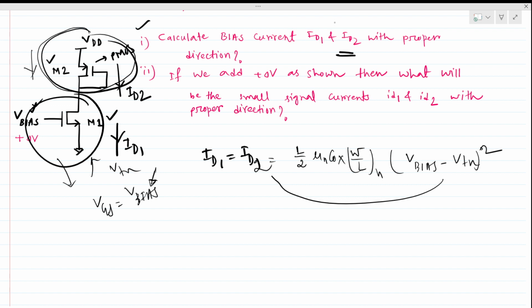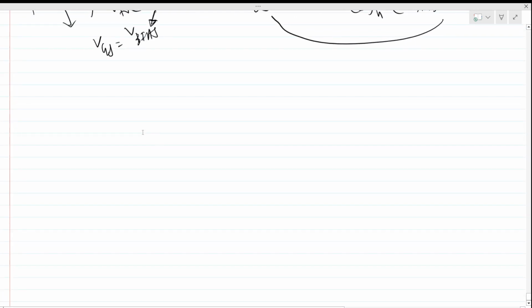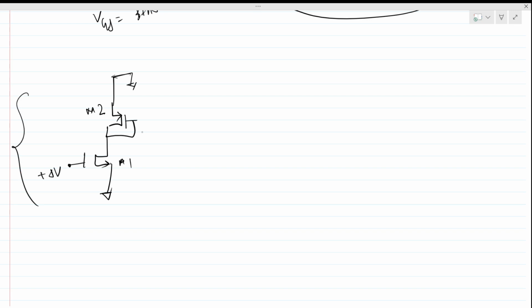Now the question is, if we add a del V change here, then what will be the small signal currents for these two MOSFETs? Let me draw the picture again. So this was our picture. For small signal, the VDD will be AC grounded. This is our M2, this will be ground as well, and this is M1. And here we just apply a small signal del V, because it was previously biased at saturation.